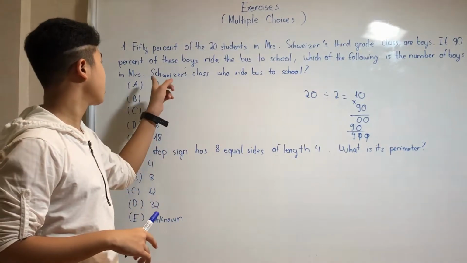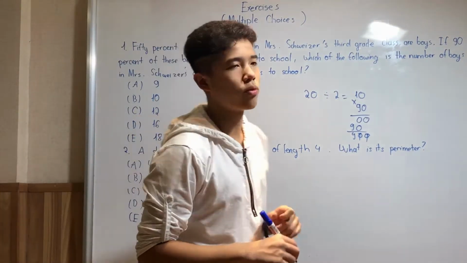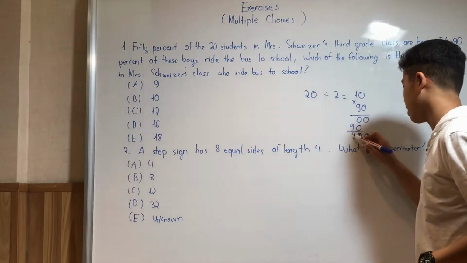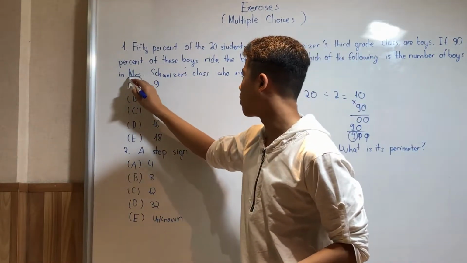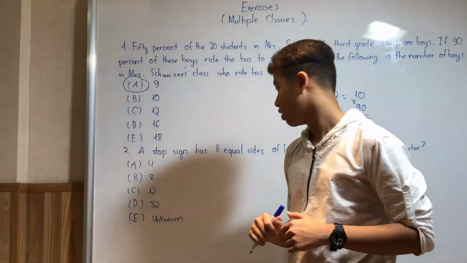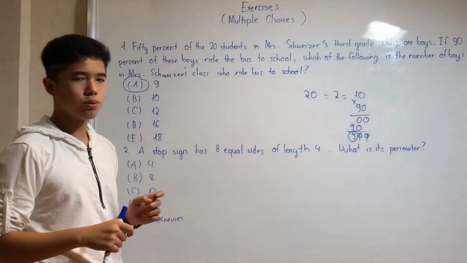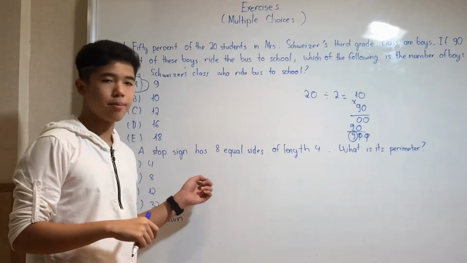Which of the following is the number of boys who ride to school? So this is the answer, 9 here. This one is the answer, so A is our correct answer. Next one, we will do with some shapes.